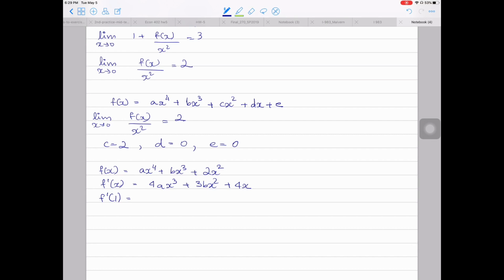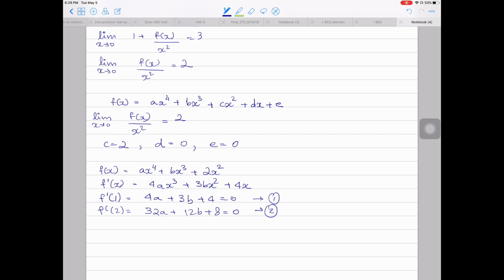So if we plug in x equals 1, this becomes 4a + 3b + 4. This is equal to 0. And f'(2) would give us 32a + 12b + 8 equals 0. So this becomes our first equation, this becomes our second equation.